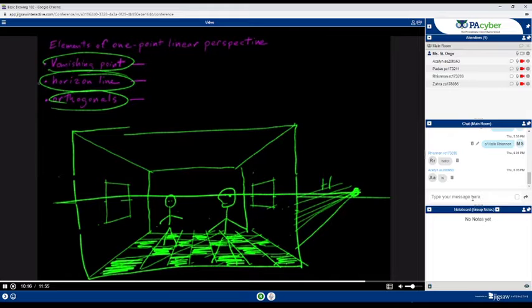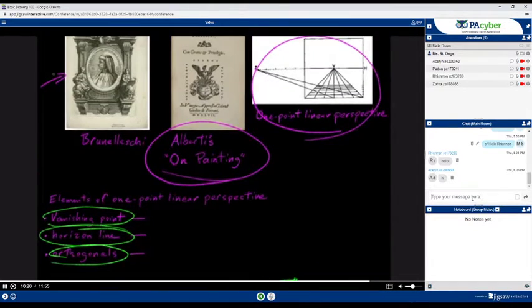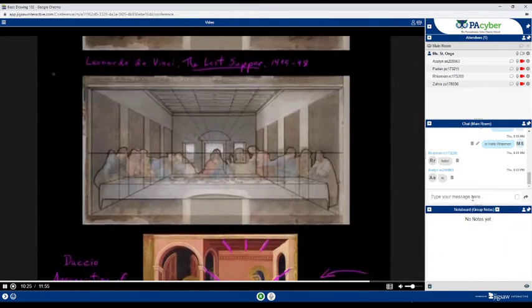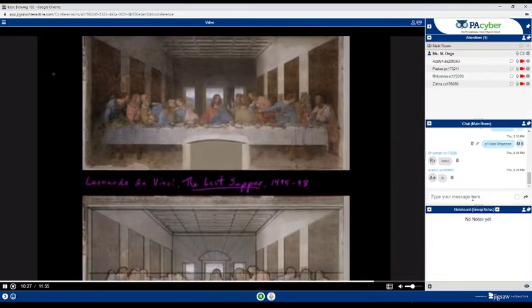Let's take a look at what somebody who can really draw does with this. Okay. Let's take a look at Leonardo da Vinci's The Last Supper. Okay, so not you. Not me at all. Someone who can really draw. Okay, so here is Leonardo's Last Supper.